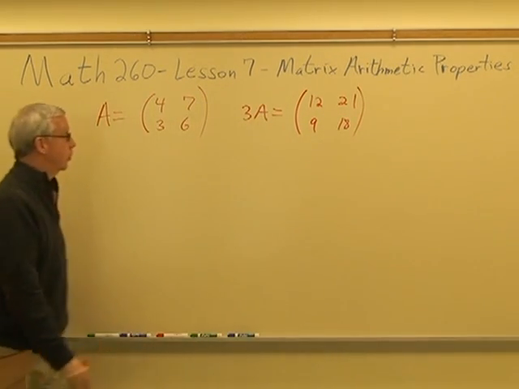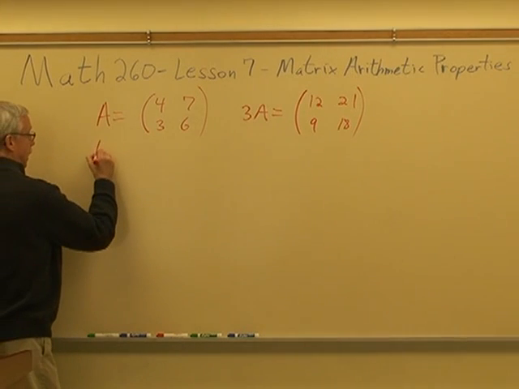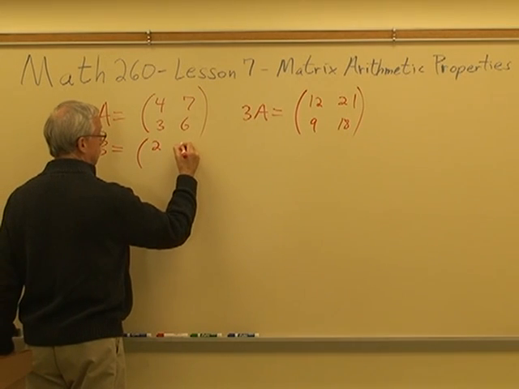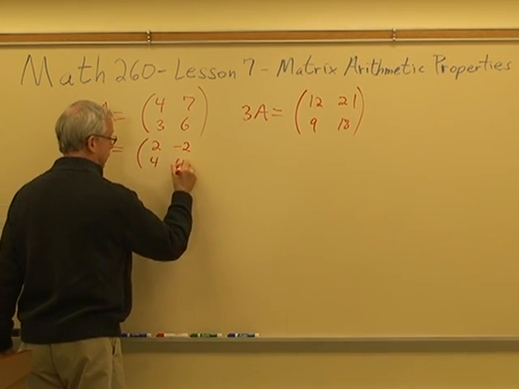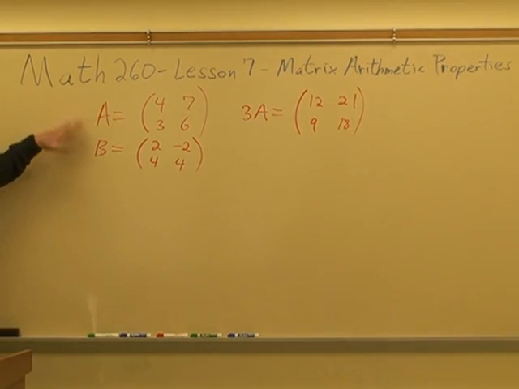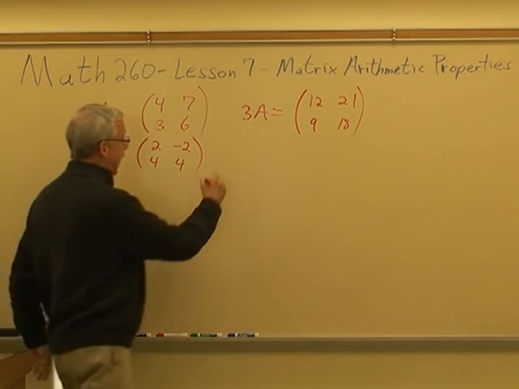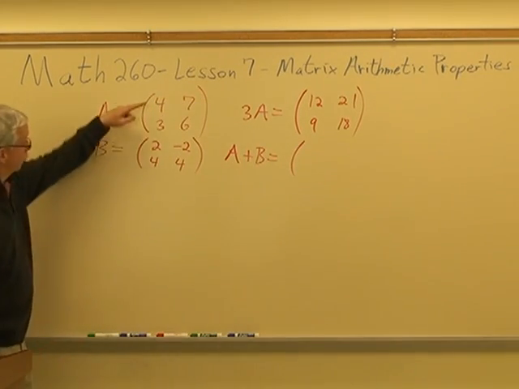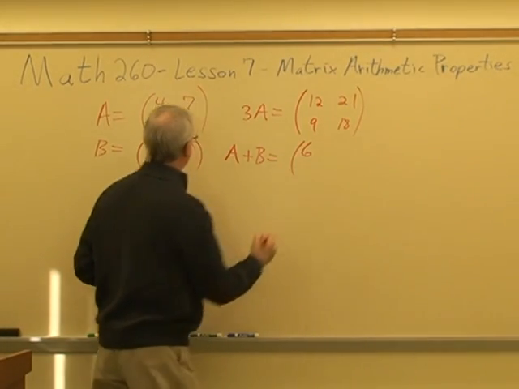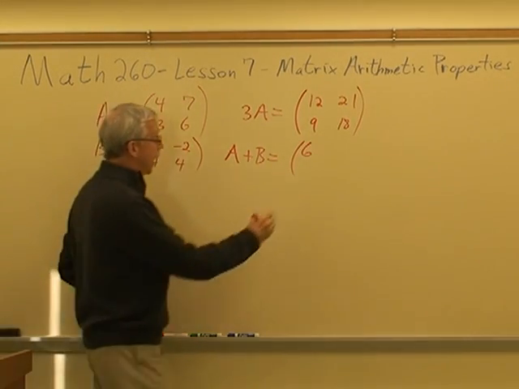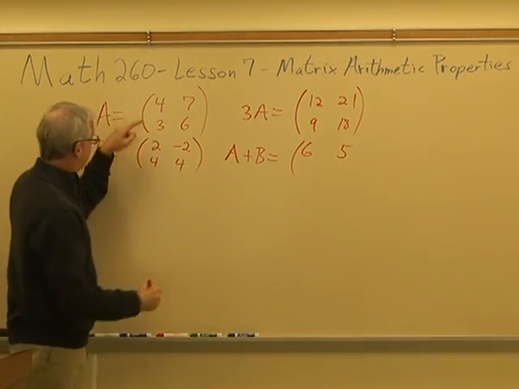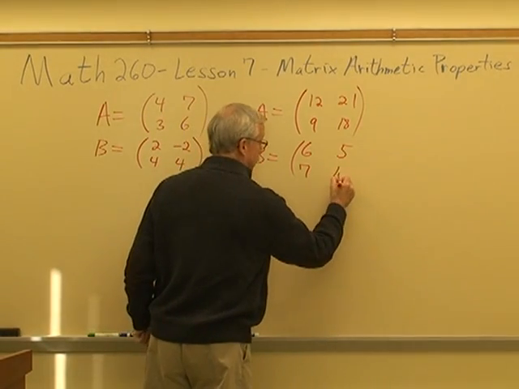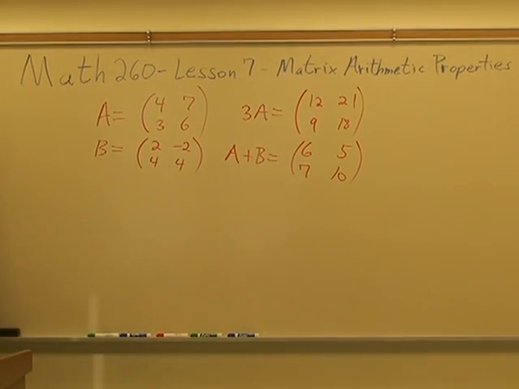So that's matrix 3A. And if I make a new matrix B of the same size, and I compute A plus B, I do it just like vectors: I add element by element. So 4 plus 2 is 6, 7 plus negative 2 is 5, 3 plus 4 is 7, and 6 plus 4 is 10. That's the sum of those two matrices, adding element by element.